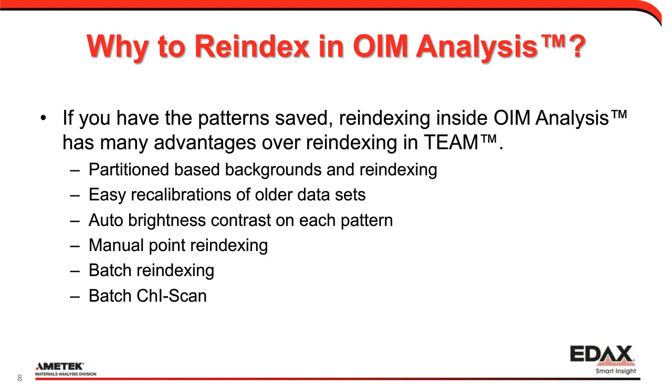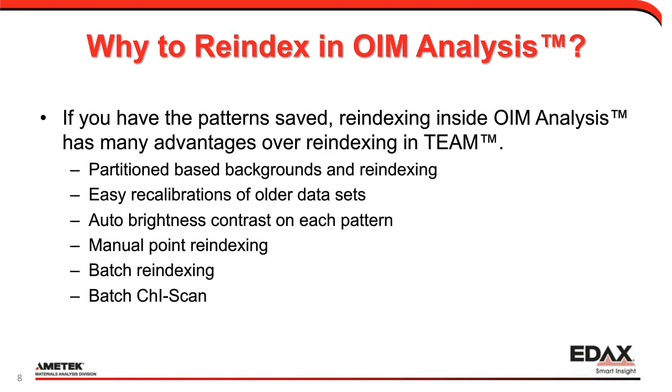Other things I can do are easy recalibrations of older data sets. We have a tune function inside of OIM Analysis 8. I can pull in that data set, recalibrate it, and then rerun the full indexing based on that. There's also auto brightness and contrast on each pattern, so I can stretch each pattern and give a little bit better contrast, which is easier for the Hough transform to work with. I can do manual point reindexing, which means I can say, okay, I have this one data point right here that's not great, let me just reindex that data point. It works for data sets where you have two or three points or a very small area. Again, you can do it by hand, but of course, you can reindex entire data sets also.